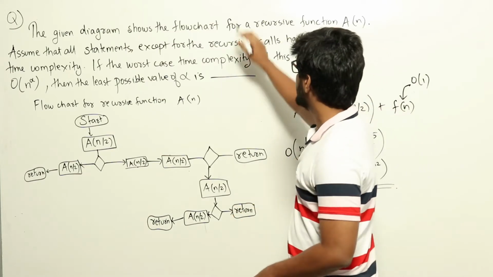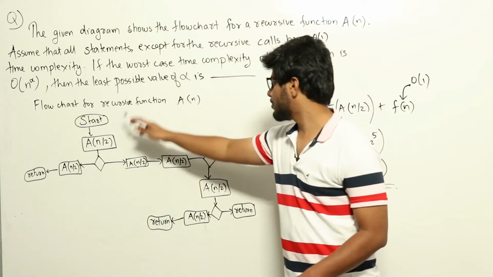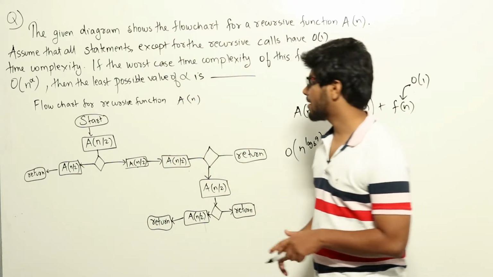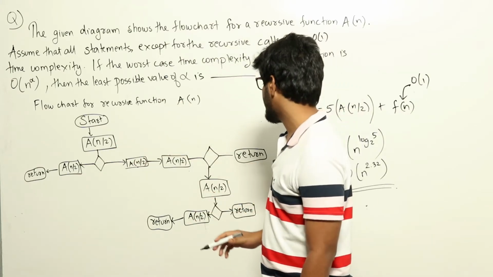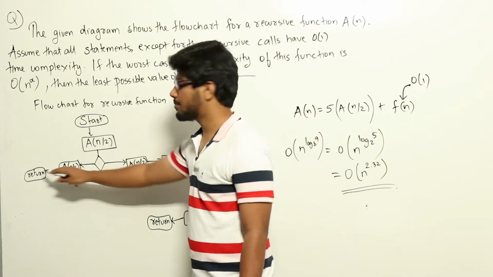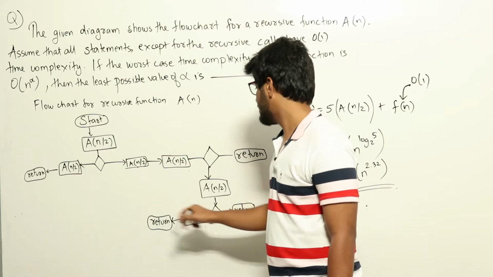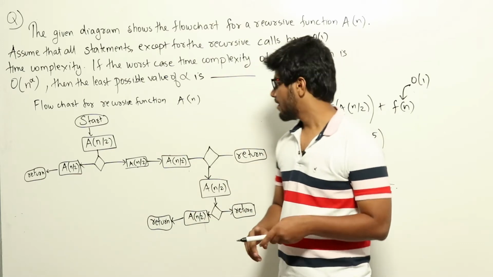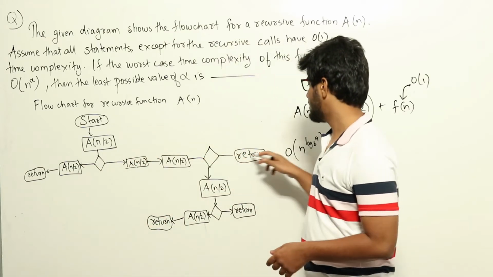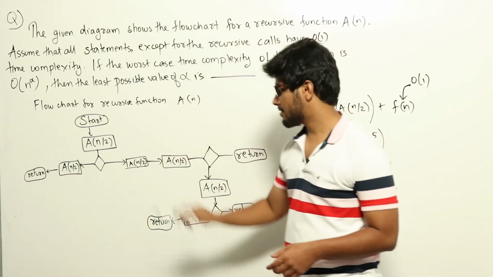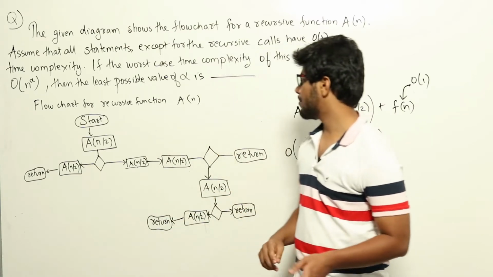Now in this question they have given us that we have a particular recursive function A(n), and this is the flowchart for A(n). Now let's try to calculate the time complexity of A(n). In this flowchart, there are 4 particular paths that we can take. If you take the first path, it will be calling A(n/2) 2 times, in the next path it's calling A(n/2) 3 times, in the next path it's calling A(n/2) 4 times, and in the last path it's calling A(n/2) 5 times.